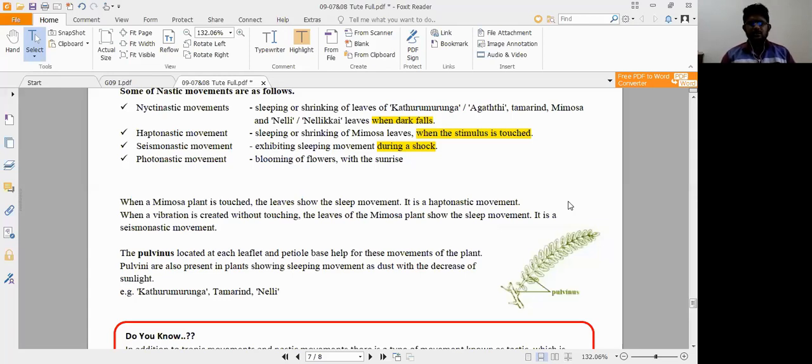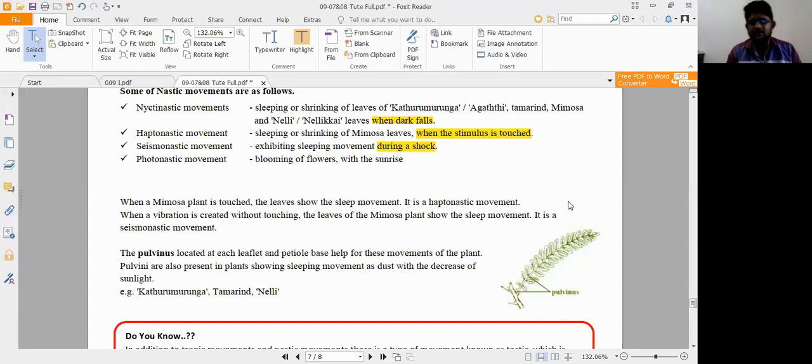And the pulvinus located at each leaflet and petiole base helps these movements of the plant. As we said earlier, pulvini help in the movement of these plants. Pulvini are also present in plants showing sleeping movement with the decrease of sunlight. So plants like kathir murunga and tamarind, during the dusk, at night time, will show a sleeping movement, and they belong to nyctinastic movements. So accordingly, this is regarding nastic movements.